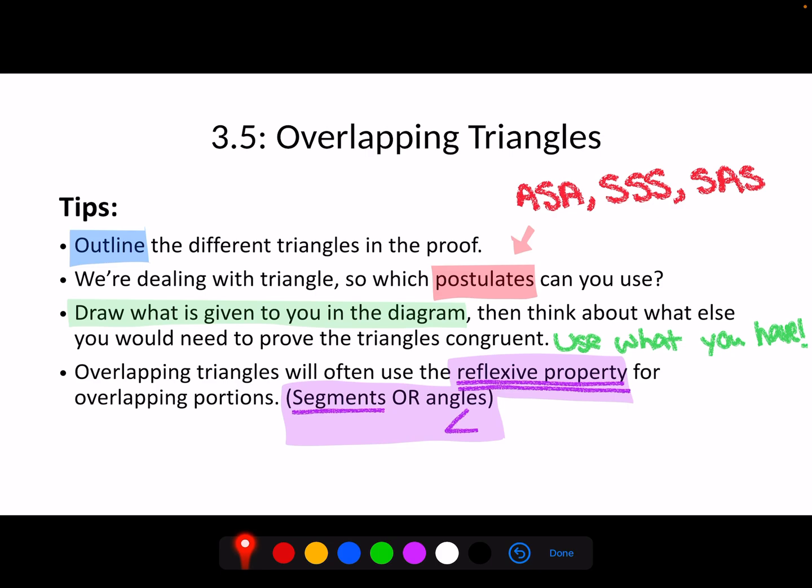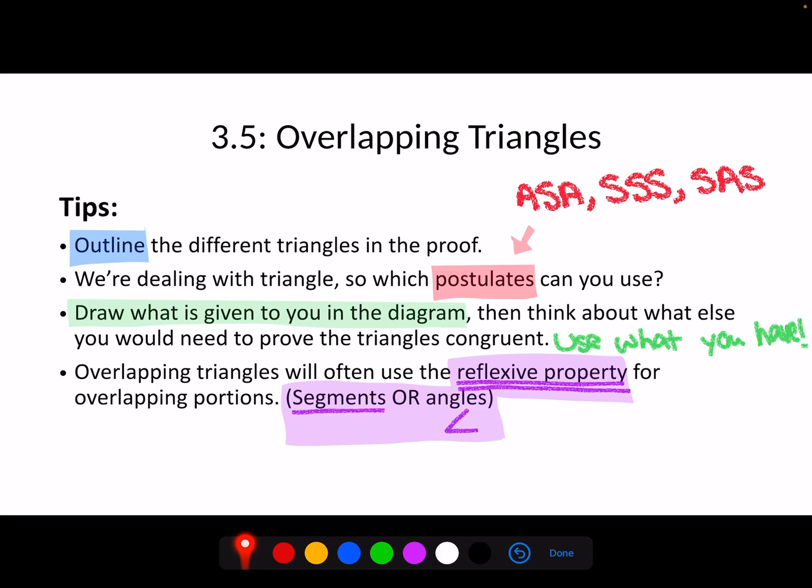Or it will be a detour type proof where we need to prove two triangles are congruent before we can actually do what we're trying to do. So it entirely depends on what we're given, but if you outline those triangles and focus extensively on the ones that you're trying to solve, then you'll be able to prove those a lot easier.